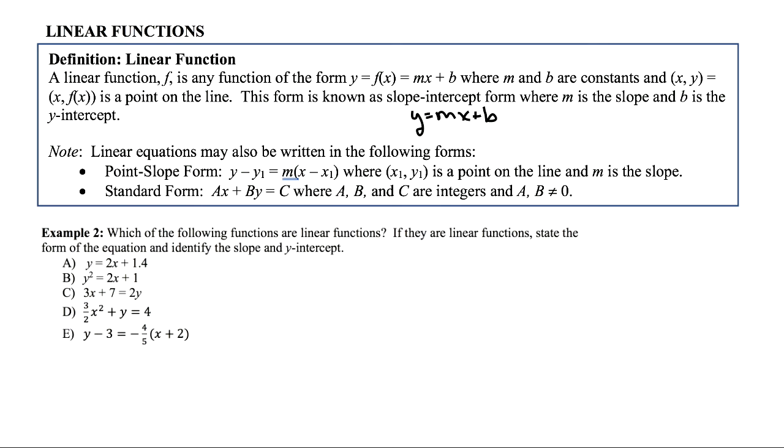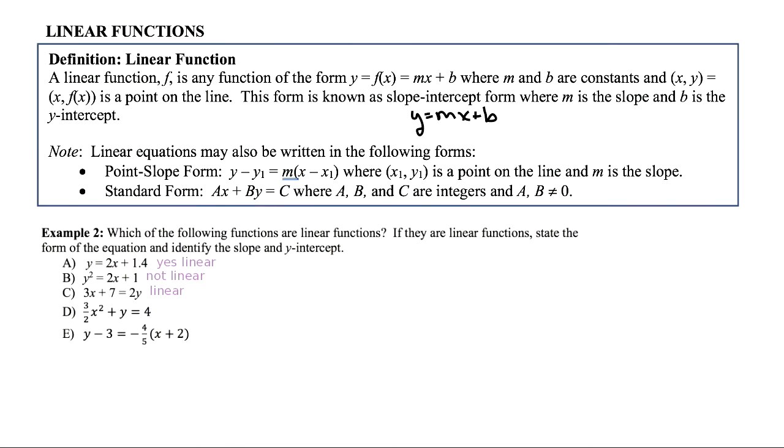And the next one, y squared is equal to 2x plus 1, that one is not linear, and that's specifically because of the squared on the y. So this y squared right here is what's making that not a linear function. That one's actually a quadratic function. If we look at C, we see that we have 3x plus 7 is equal to 2y. Since the x and the y are both raised to the first power, this one is linear.